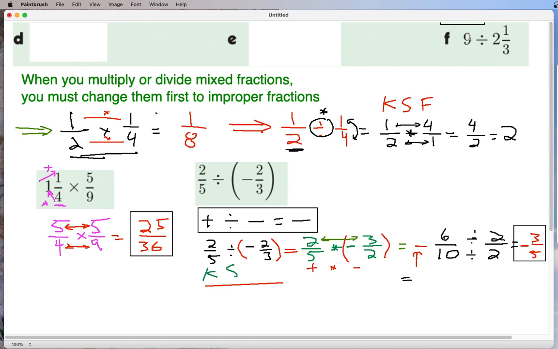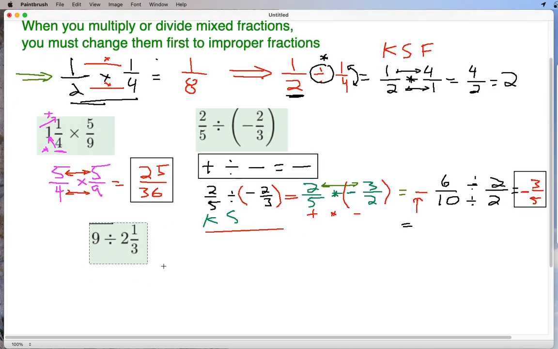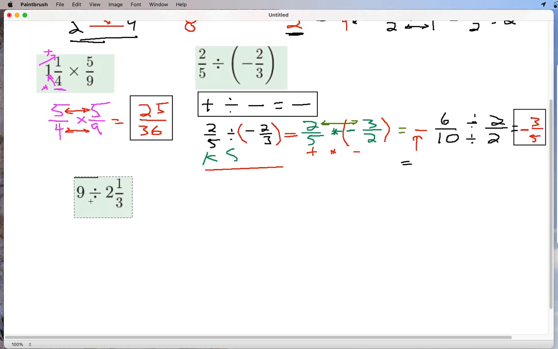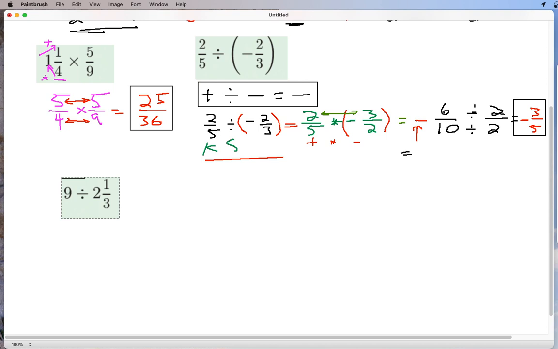Okay, finally we have this last one. Let me grab it. I'm going to bring it down here. A fresh piece of the screen. And this one's a little bit more complicated because you have a whole number divided by a mixed number.